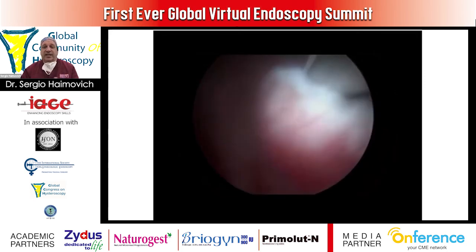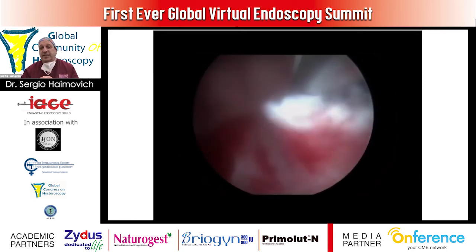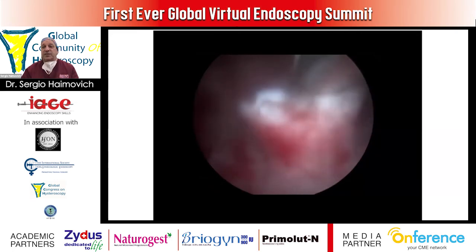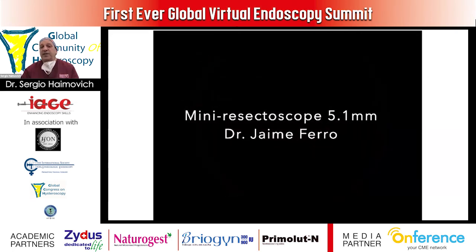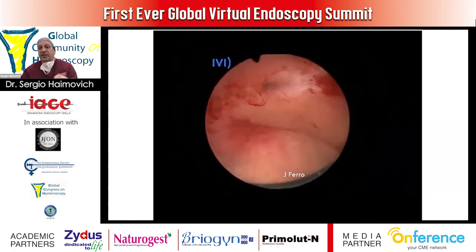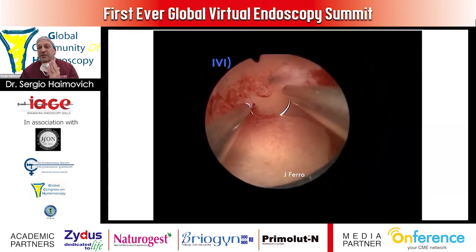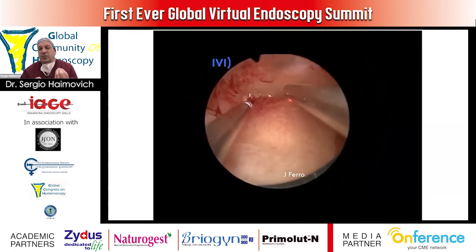Quick, the learning curve of the tissue removal system is the easiest of all the learning curves in hysteroscopy. And now we go to a 5.1 millimeter mini resectoscope. Look at the fibroid. It's almost a type 3, not even a type 2. There's almost no distortion of the cavity.